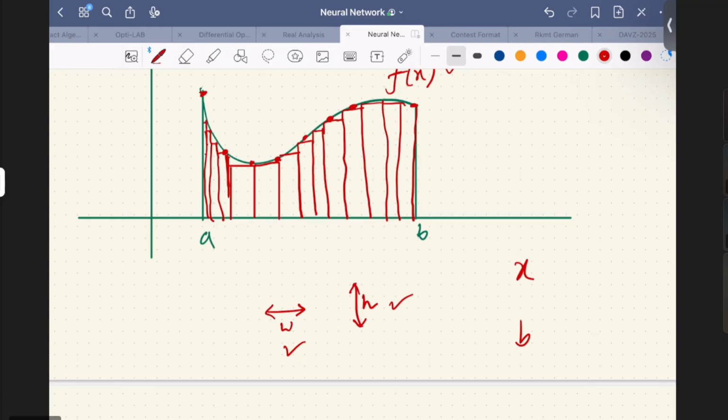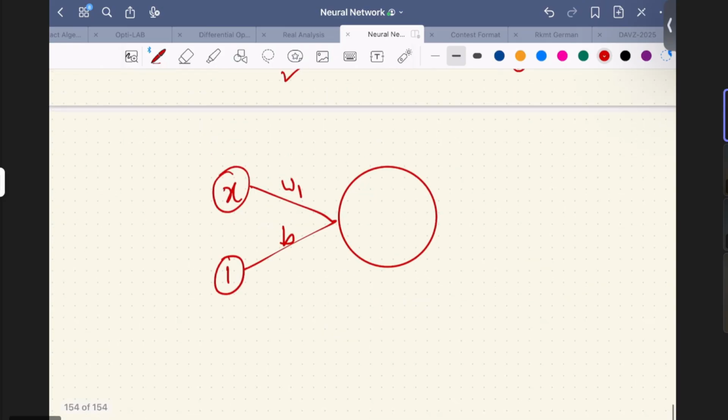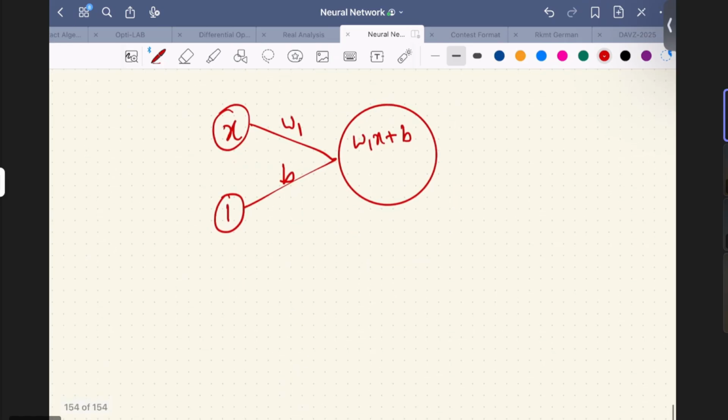It will work, sir. No, no, don't try randomly. Think of it: in one hidden neuron, if you think of W1x plus B, what is it doing? It is simply a line equation with slope W1 and B. I am saying W1 x equal to B.